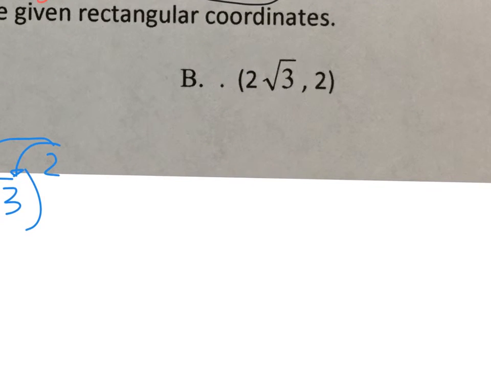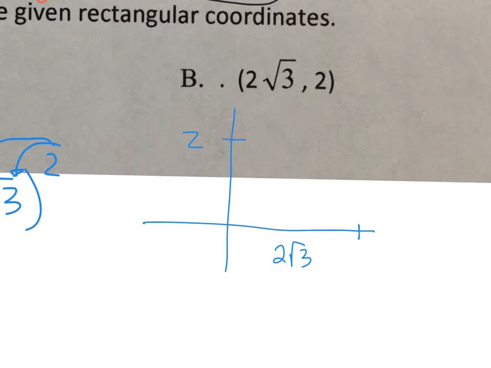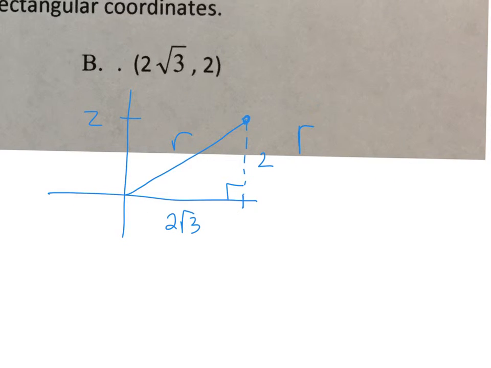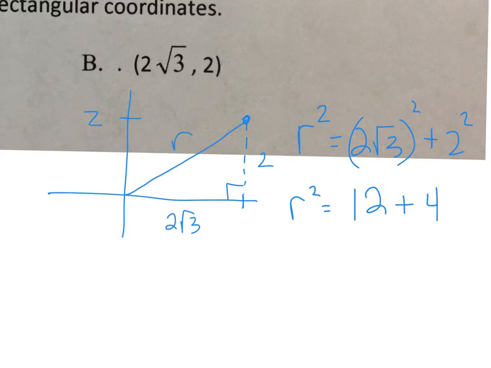So doing the same thing with this one over here, first we're going to sketch it. 2 roots of 3 and 2 makes our point right there. So we need to figure out what this radius is by using our buddy Pythagoras. So r squared equals 2 roots of 3 squared plus 2 squared. So 4 times 3 is 12. r squared is 16, which means we have a radius of 4.